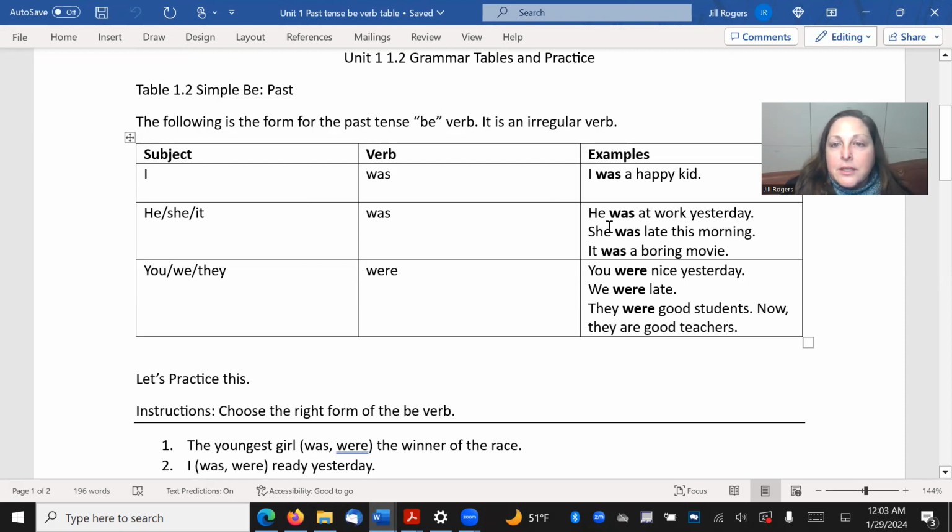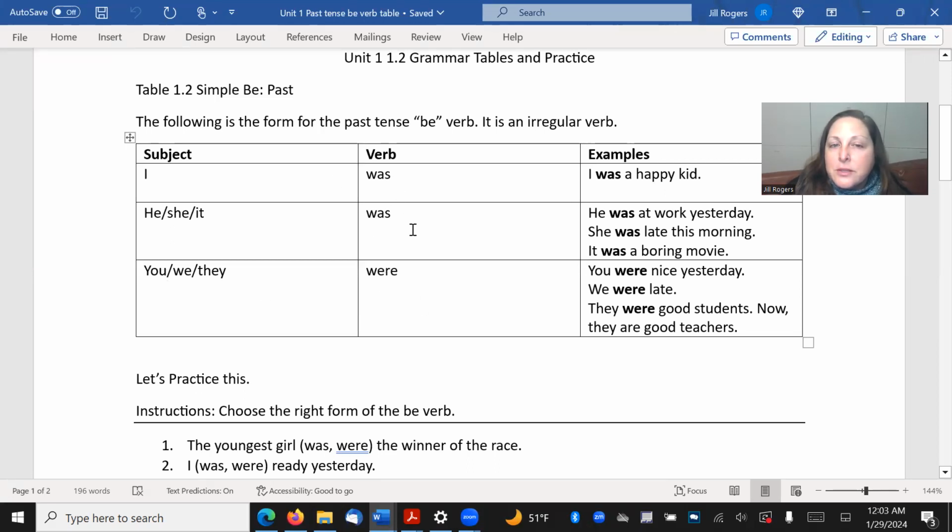He was at work yesterday. So then the past, right? She was late this morning. It was a boring movie because they watched it in the past. And then we have the change. So we have 4 cases of when it was. And then we change to the plural.